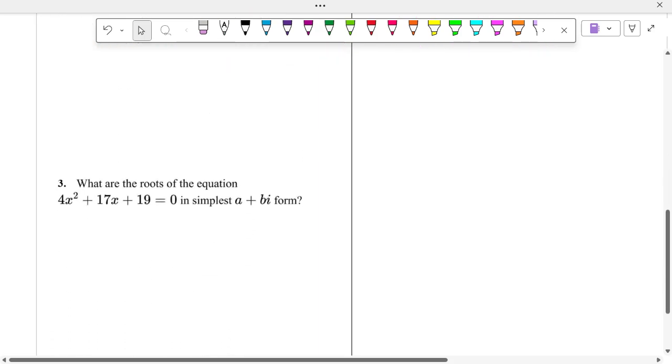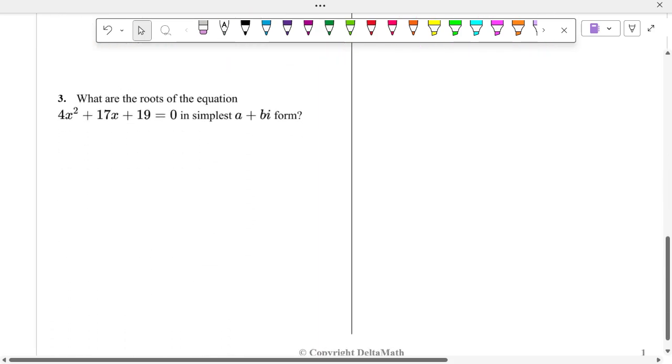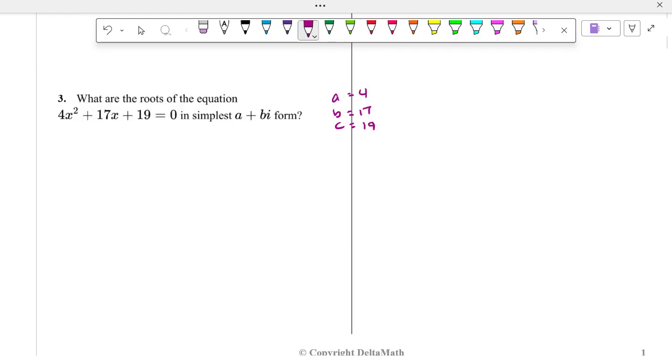All right, now, last one I want to do is number 3. So, number 3, ABC. That'll be 4, 17, 19. So I have negative 17 plus or minus the square root of 17 squared minus 4 times 19 all over 2 times 4.